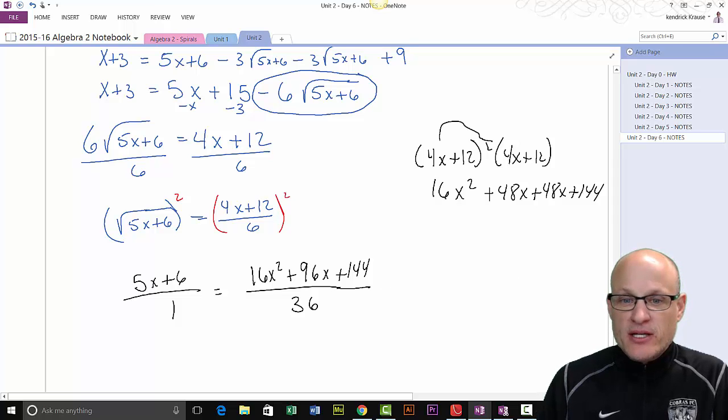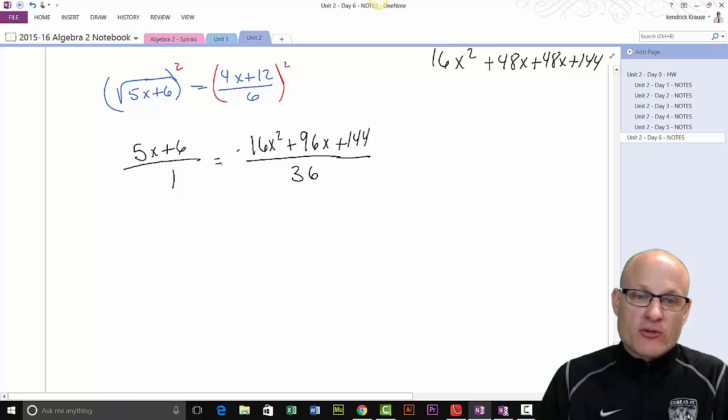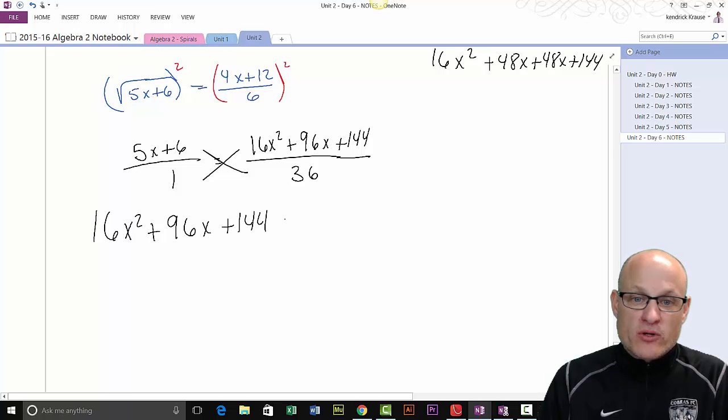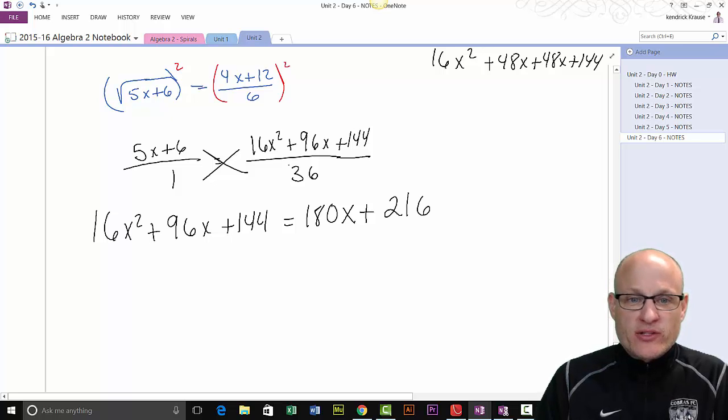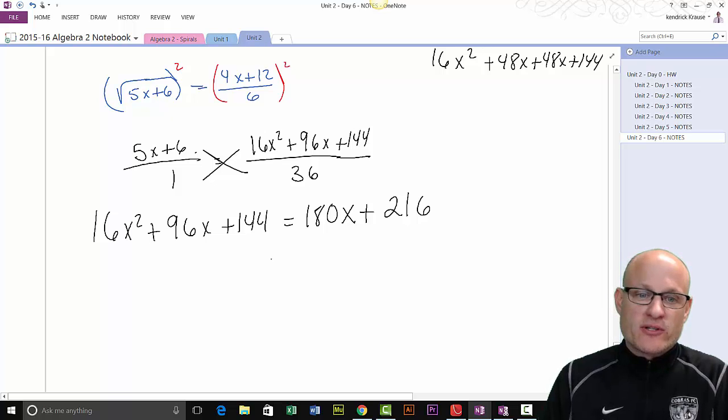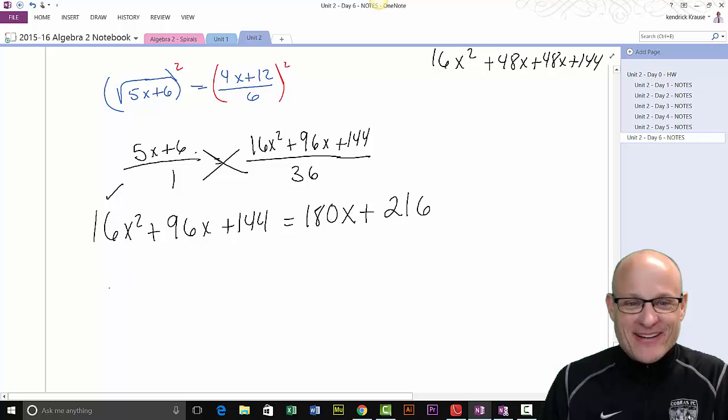Maybe I should have simplified it. Now you can see why I put it over 1, because we're going to cross multiply. So I get 16x squared plus 96x plus 144 equals 36 times 5 is 180, so 180x plus 216, because 6 times 36 is 216. My x squared's positive, so we got a factor in this puppy.